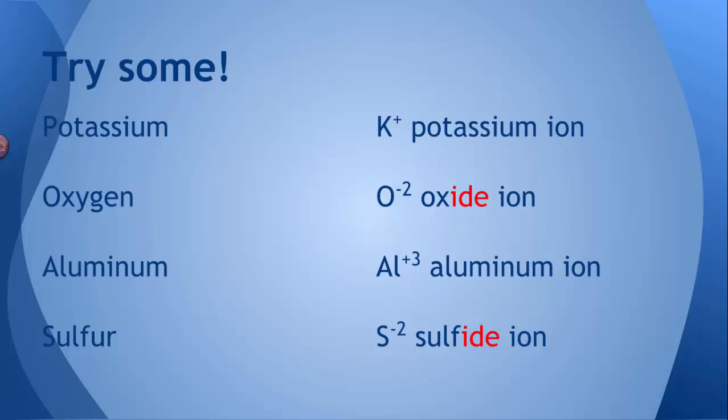Did you get K with a +1 charge for the potassium ion? Potassium's a metal. It's going to lose 1 electron to become isoelectronic to argon, and that will give it a +1 charge, and we call it potassium because it's positive.